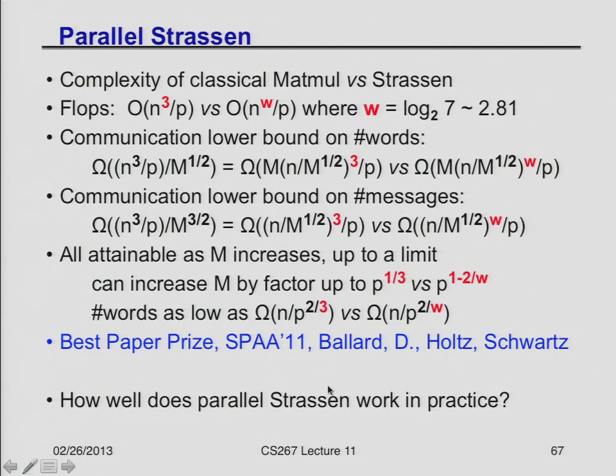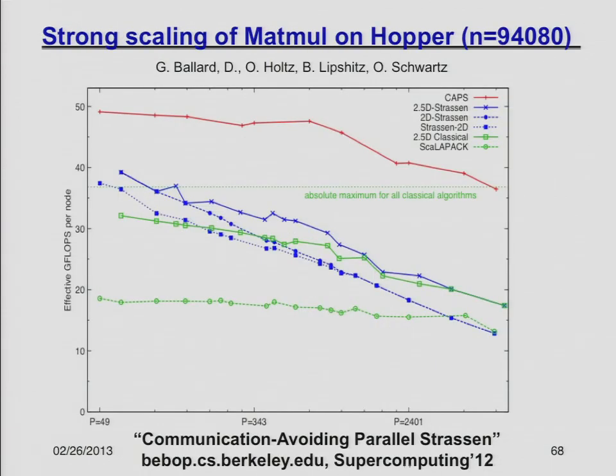And so the question is, how well does this work in practice? Let me show you some speed-up numbers. Here's some performance data running this algorithm. This is for a fixed problem size, a large matrix. The horizontal axis is the number of processors, going from 49, which is a convenient power of 7, which is what Strassen likes, but you can run Strassen for other sizes too, all the way up to several thousand processors. And the vertical axis is the effective gigaflops, or the efficiency. This tells you how many floating point operations per second each processor is doing.